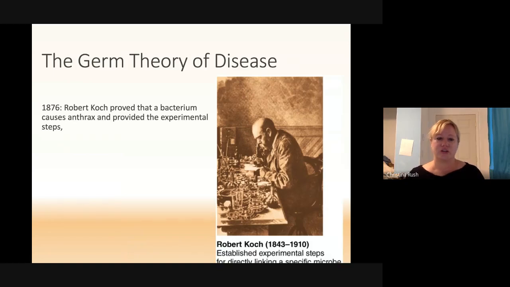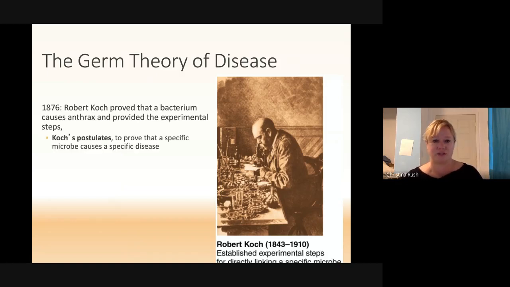So Robert Koch, he took this a step further. He didn't just say, let's clean up our area, let's clean our instruments. He said, I'm going to prove that a microbe that infects an animal or a human can be taken out of that animal or human and recultured so that I can tell what specific microbe is causing a disease. And he did this using anthrax. So he provided some experimental steps called Koch's postulates. And these postulates were there to prove that a specific microbe causes a specific disease.